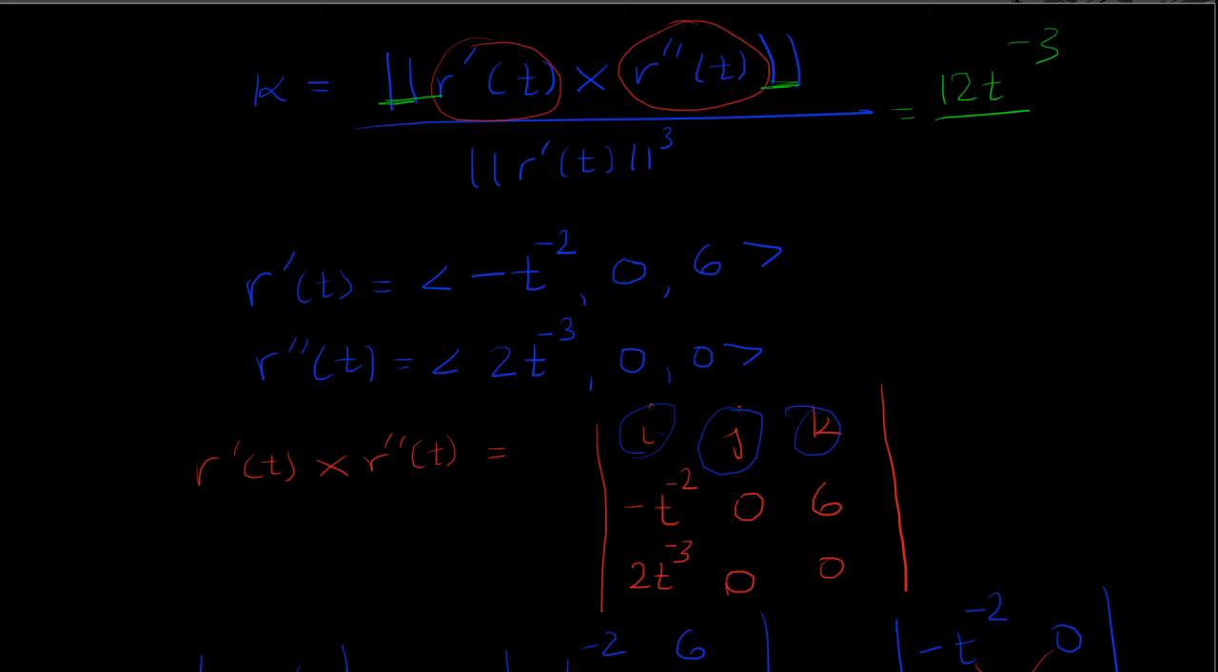The denominator is finding the length of r prime and then cubing it. r prime is negative t to the negative second, 0 and 6. Finding the length of that, we have to take the square root of each component squared.